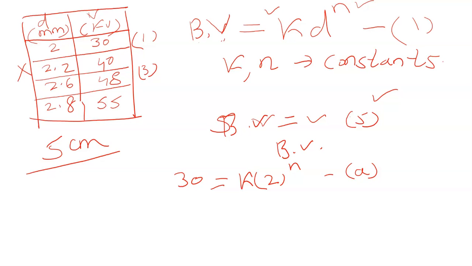While forming equations, or before forming equations, you have to take care that all gap distances are in mm and all voltages are in kilovolts. Problems are also asked that way. So you have to first make all readings in equal units. Then the third reading: gap breakdown voltage is 48, so 48 is equal to K times 2.2, the gap distance, raised to n.